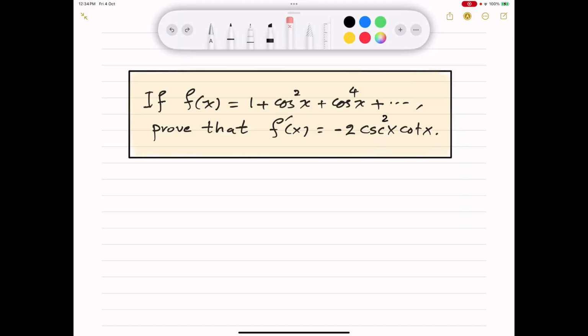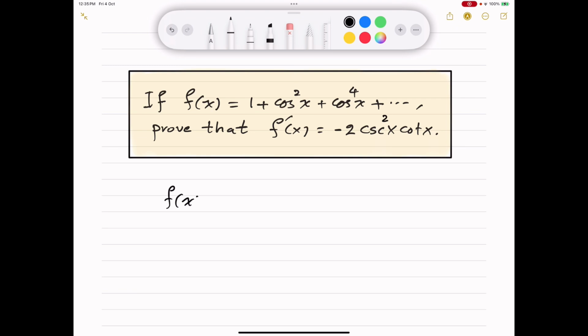So to solve this question, as we can notice, f of x is basically a geometric series where the first term is equal to 1 and the common ratio is cosine squared of x. The first term is cosine squared of x raised to the power 0, the second one is cosine squared of x raised to the power 1, and then cosine squared of x raised to the power 2, and so on and so forth. So f of x can be rewritten as a geometric series like this.